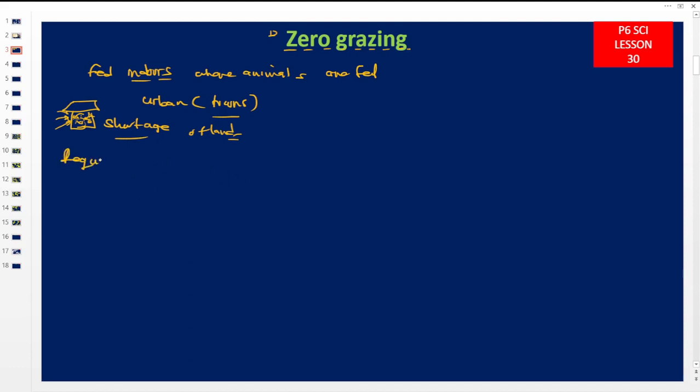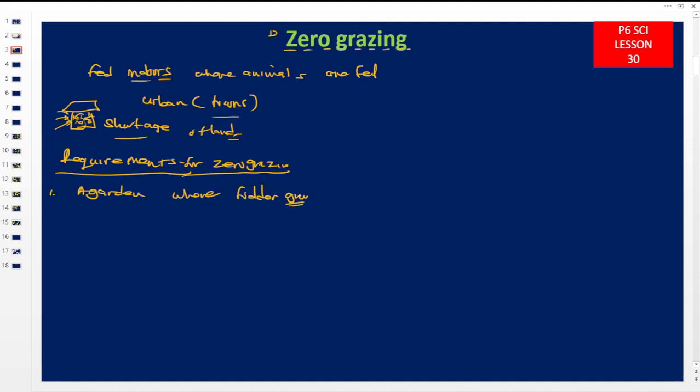If you are a farmer and you want to start this, let us see the requirements. What do you need to start Zero Grazing? Requirements for Zero Grazing. Number 1, you should have a garden. This farmer should have a garden where the fodder crops are going to be grown. Fodder crops are the crops that are given to those animals. They have a lot of carbohydrates and proteins. So you have to build that garden where you grow the fodder crops, because animals have to feed.